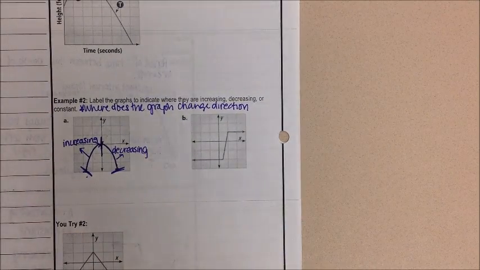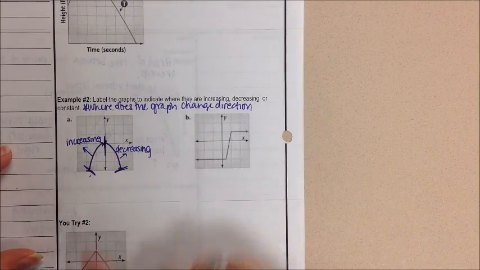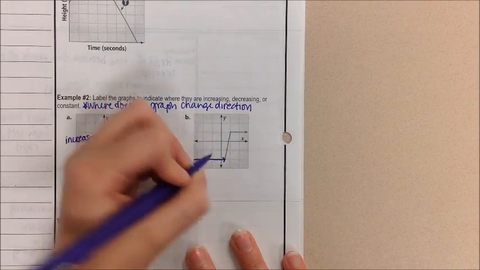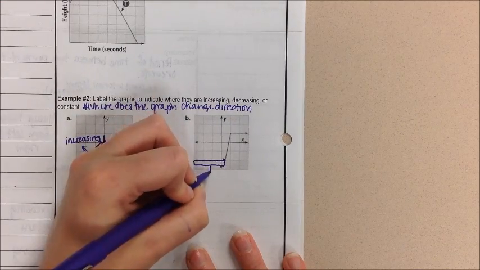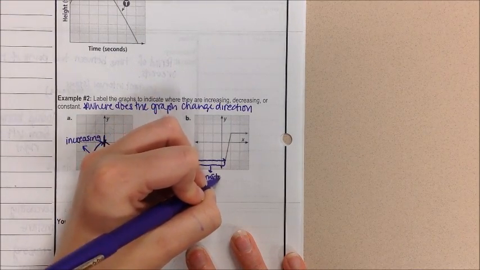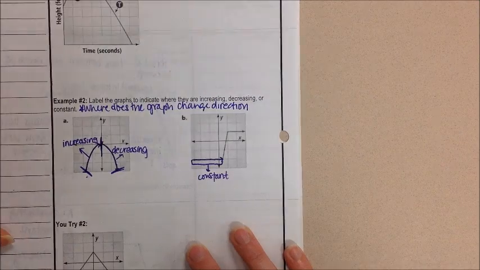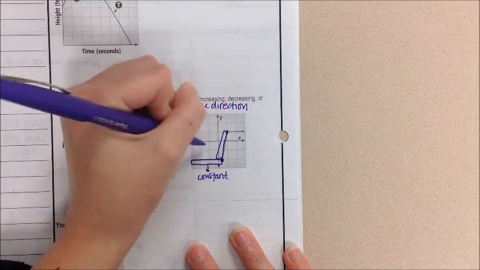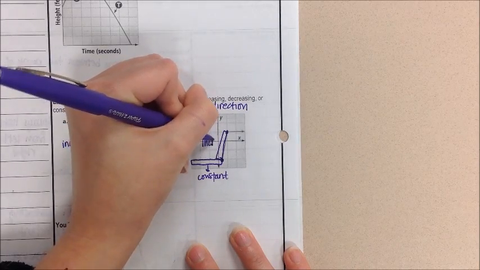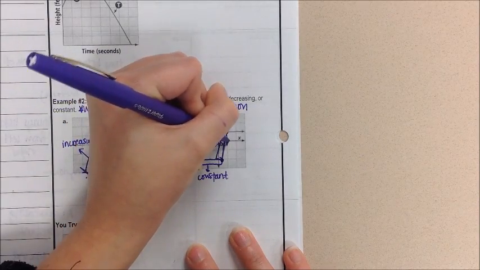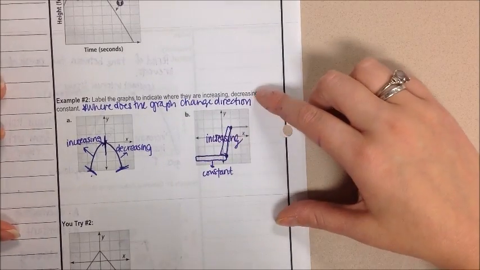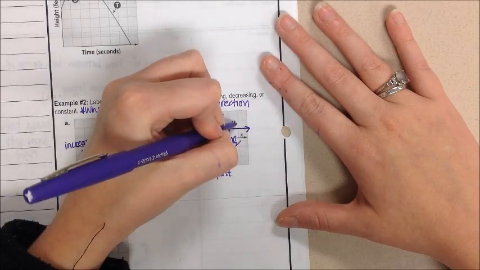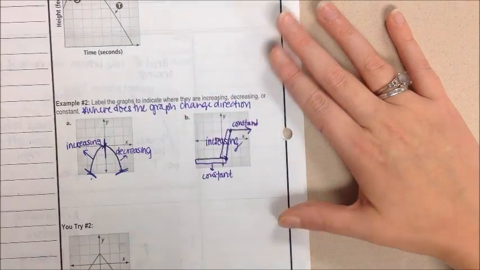Okay, so on B, we're going to do the same thing. This one's a little bit more defined than this one was. So from here, remember left to right, from here to here on this interval, I am constant. I'm not changing. And then from this point to this point, I am increasing because I'm going up. And then from this point to this point, I am constant again because I'm not going up or down, I am staying the same.